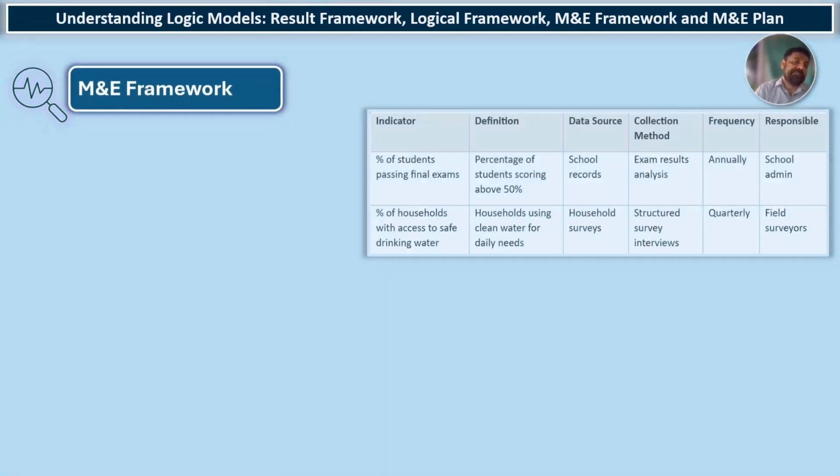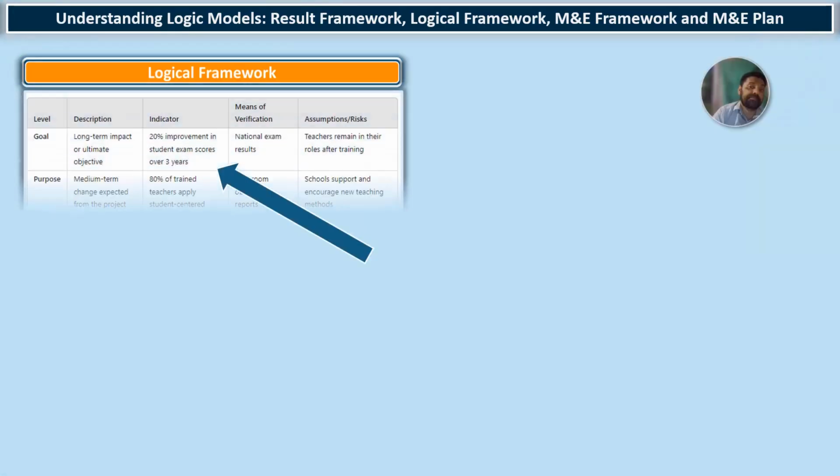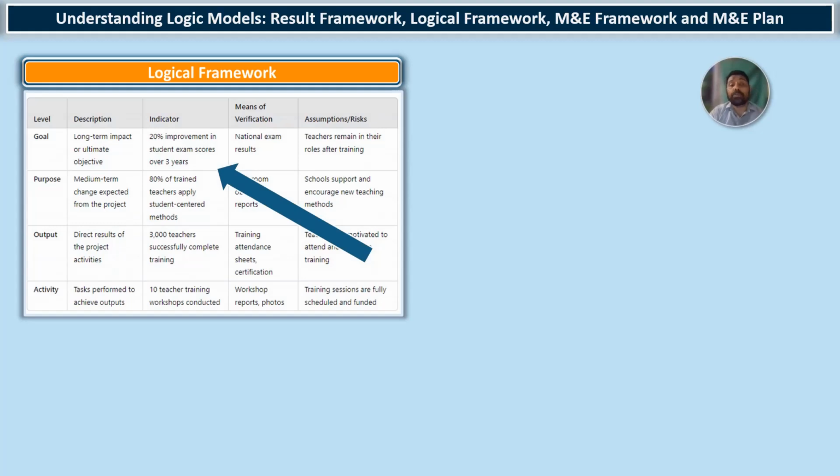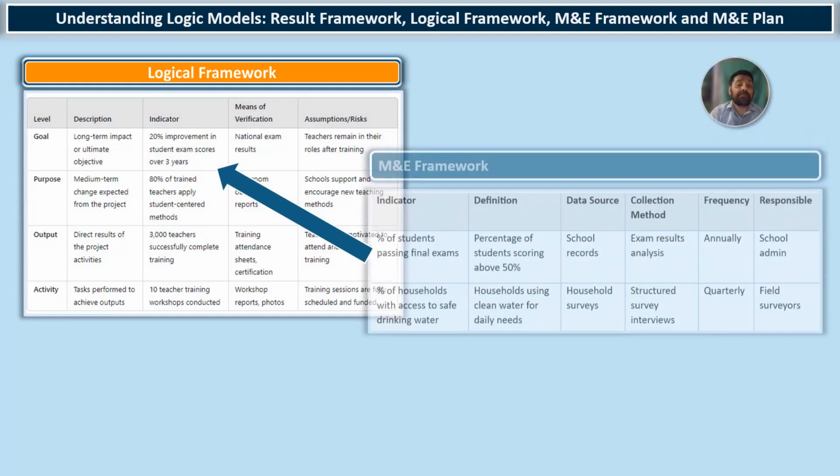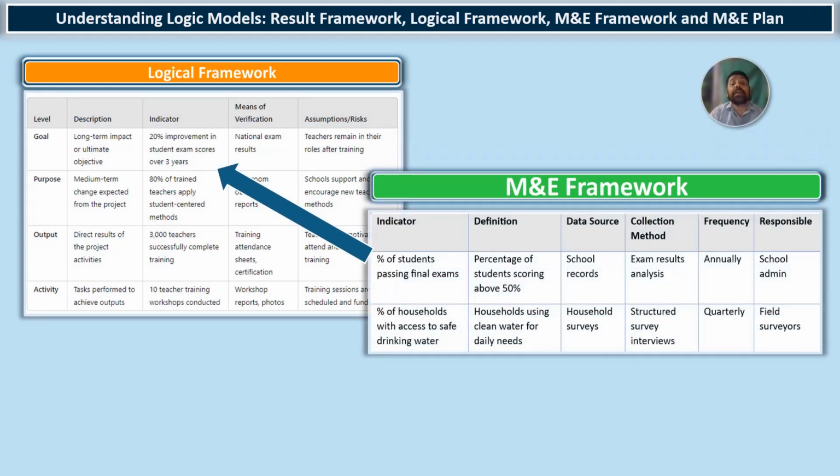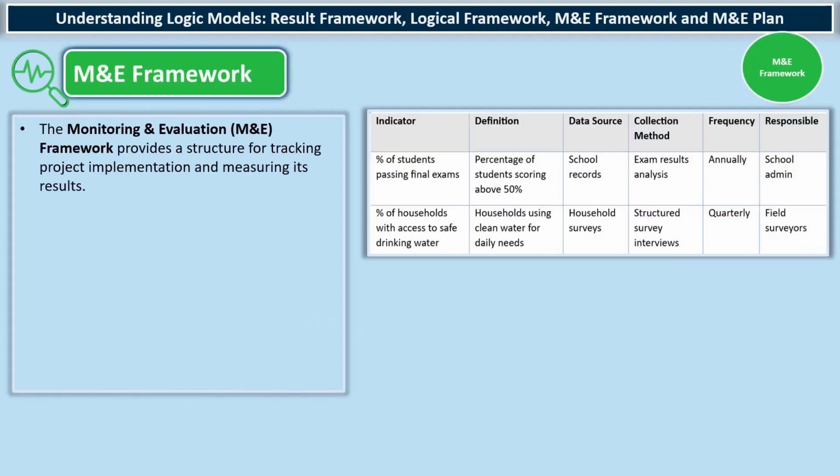We will discuss now the M&E framework. When you have developed a logical framework, then you need to develop an M&E framework. Here you can see that the different indicators of the logical framework are in the M&E framework. Here we have added definitions to those indicators, the data sources, the data collection method, the frequency, and the person responsible. A monitoring and evaluation framework provides a structure for tracking project implementation and measuring its results.